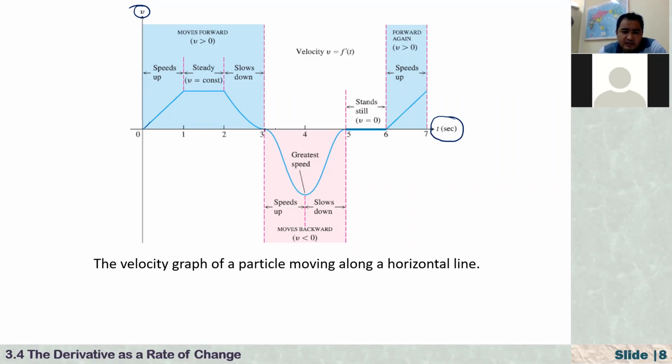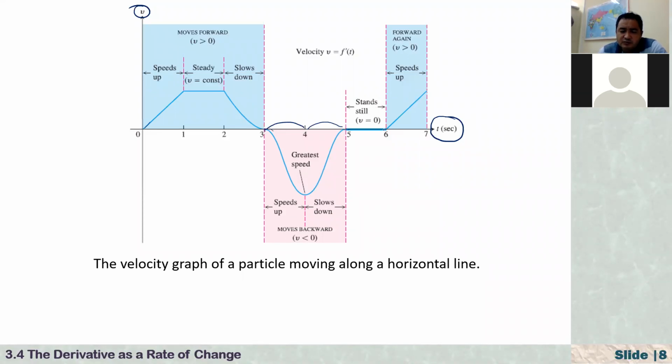Negative means that from this point, you make a sudden U-turn and start moving backward. And again, it is moving down, but its absolute value is getting bigger and bigger. That means it is speeding up, right? From time 3 to 4, one second, it just speeds up. From 4 to 5, it's slowing down because it's moving towards 0.